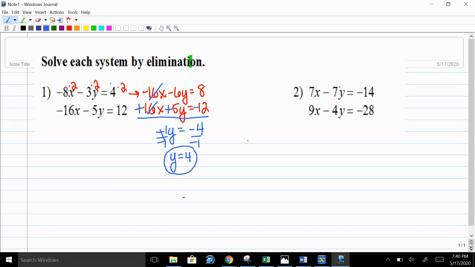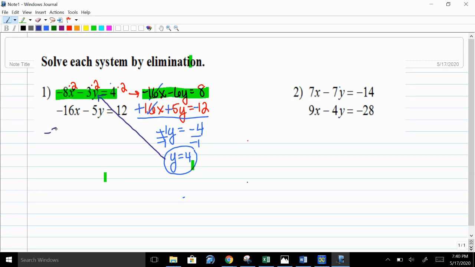Now, when you take that 4 and plug it back in, if you want to plug it into the changed equation right there, you can. I would always go back to one of the original equations, just because they're usually going to have smaller numbers. So I'm going to take that 4 and I'm actually going to put it into this equation right here. I'm going to replace y with 4 right there.